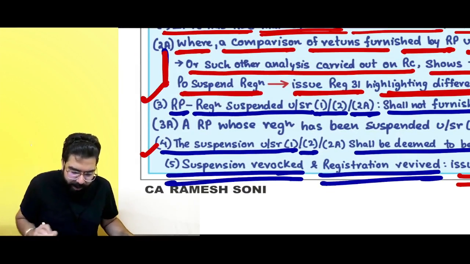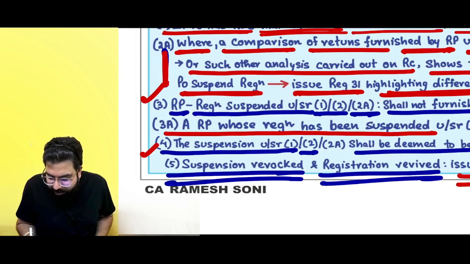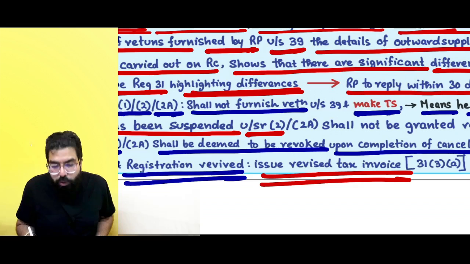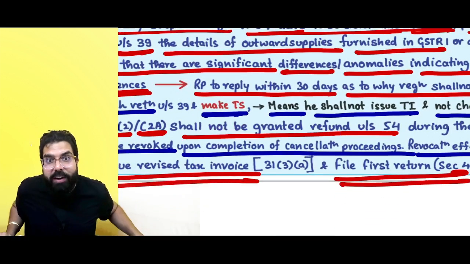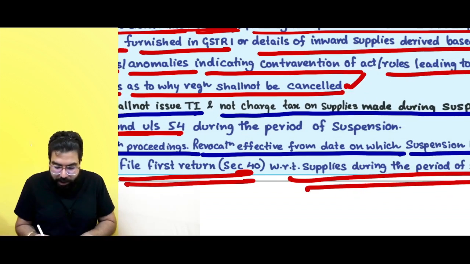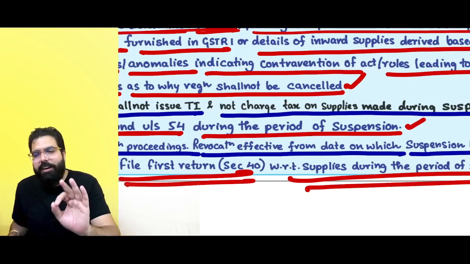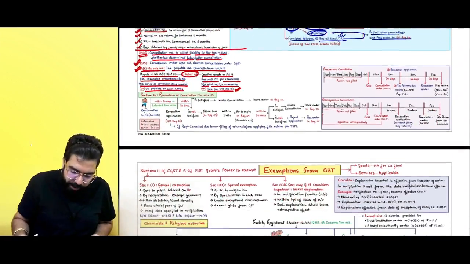The same 3 and 4 will be there. Now, sir, a registered person whose registration has been suspended under rule 2 or 2A shall not be granted a refund. You told, okay, my registration is going to be cancelled, let me take a refund. They are telling you shall not be granted a refund during the period of suspension. During the period of suspension, don't ask for a refund. Okay, sir, point is clear.